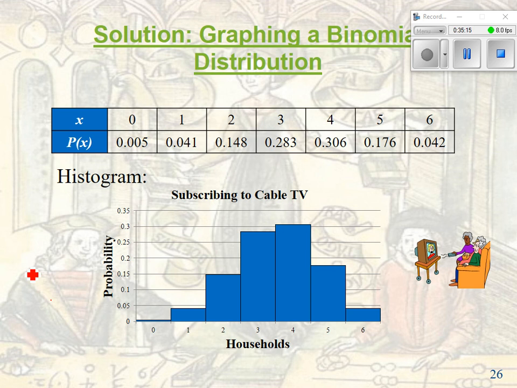What's the shape of this graph? It's like a building. So the different shapes we had, what were they again? Symmetric. Or it could be skewed right or skewed left.